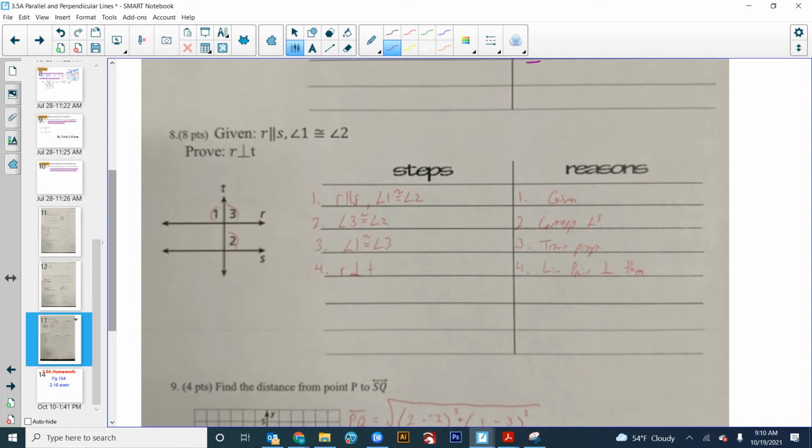Next one. R is parallel to S, given. All right, and 1's congruent to 2, given. 3's congruent to 2, corresponding. Why? Because the lines are parallel. If 1's congruent to 2 and 2's congruent to 3, then 1's congruent to 3. And you couldn't say because they're a linear pair. We didn't know that they're a congruent pair of angles yet. You had to use the transitive property to say 1's congruent to 3.